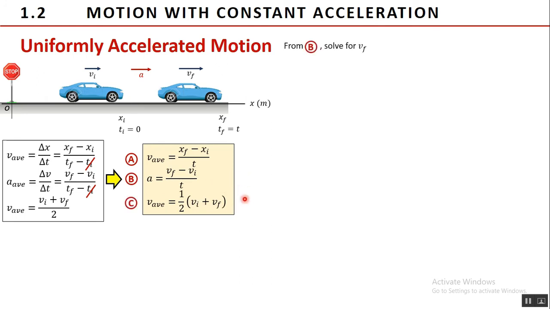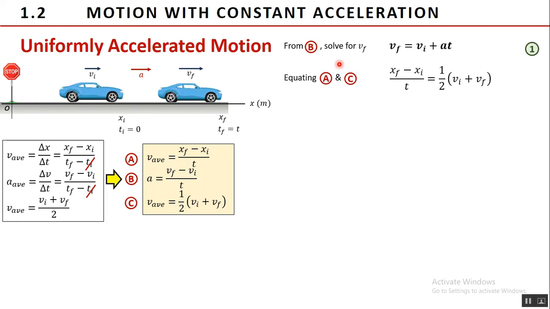Now from these 3 basic equations, we will derive 5 specific equations to be used in dealing with motion with constant acceleration. From equation B, final velocity v sub f can be expressed as the initial velocity v sub i plus the product of acceleration a and time t. So this is the first specific equation.